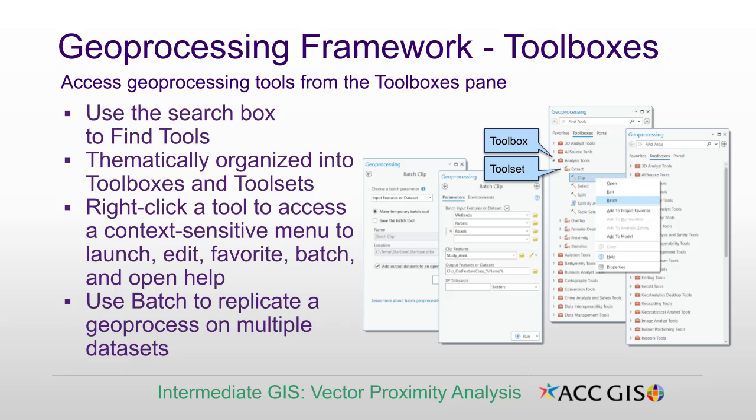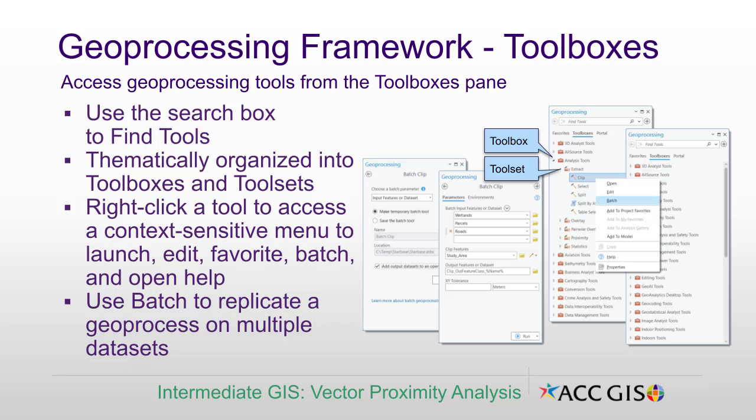One of the easiest ways to access geoprocessing tools is from the toolboxes pane. When you open up the toolboxes pane at the very top is a search box, and that is one of the easiest ways to find a geoprocessing tool. It's just, for example, to type the word clip in the search box, hit enter, and it will often find the clip tool for you. You can also locate tools in the toolboxes, which are thematically organized into toolboxes and tool sets. So when I click on the toolboxes panel, you can see I've got a toolbox, for example, like analysis tools, and then tool sets, in this case, extract, in which the clip geoprocessing tool is stored and can be accessed.